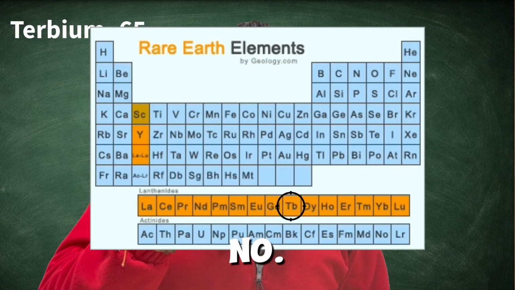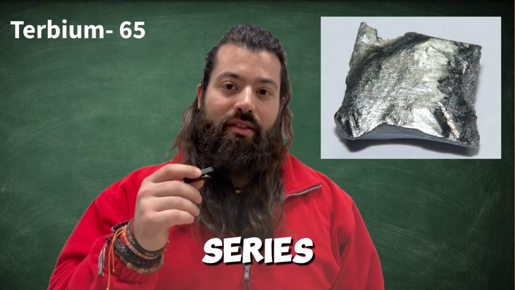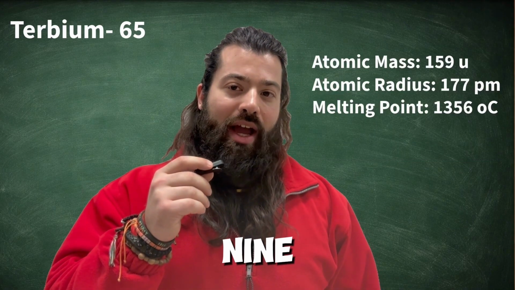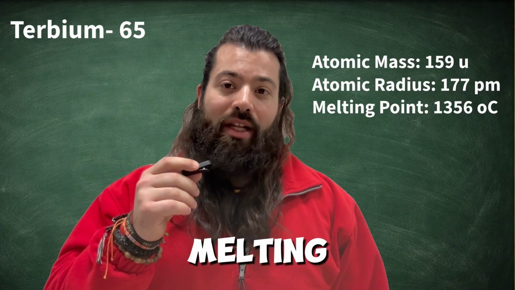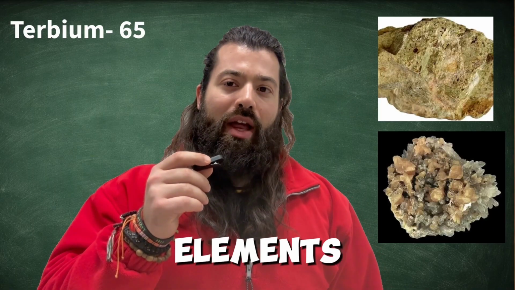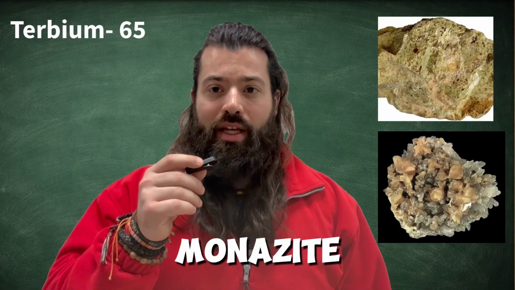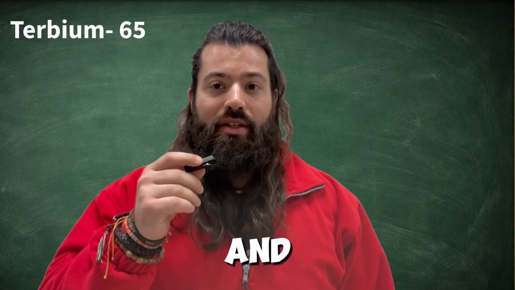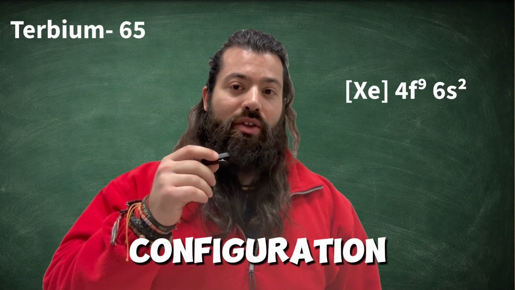Terbium is element number 65 in the periodic table, a silvery metal from the lanthanide series. Its atomic mass is 159 u, its atomic radius is 177 picometers, and its melting point is 1356 degrees Celsius. Like other rare earth elements, terbium is found embedded in minerals and rocks such as bastnasite and monazite, and it can be mined in China, the US, and Australia. Its most common oxide form is this one, and its electron configuration looks like this.